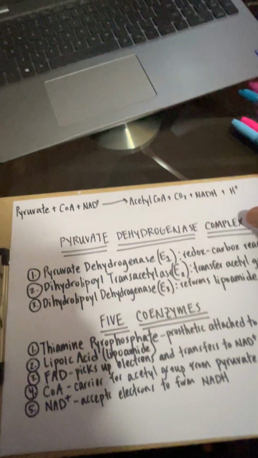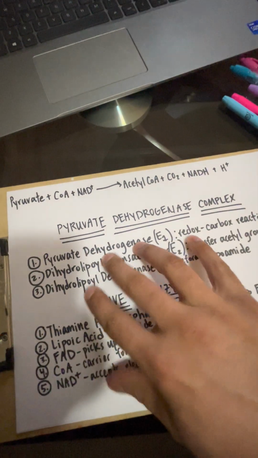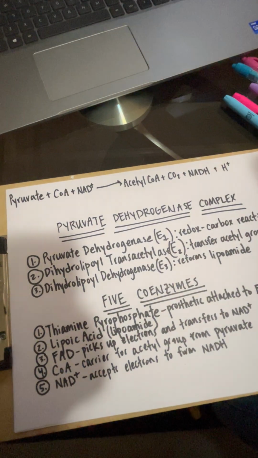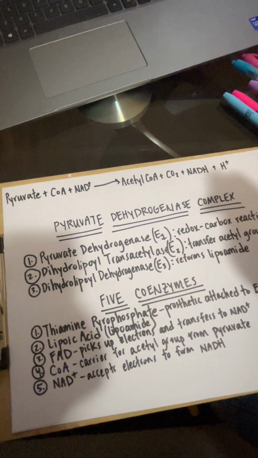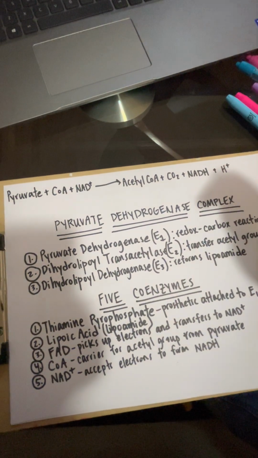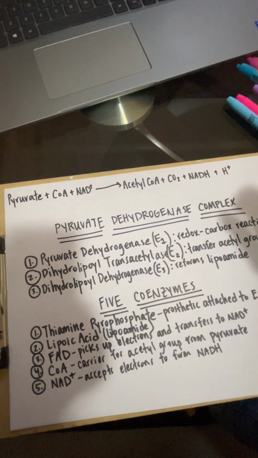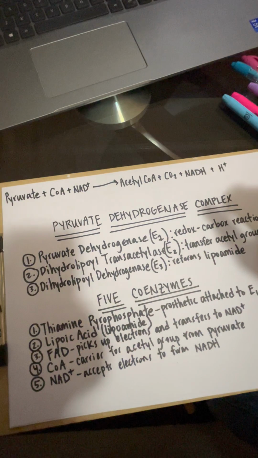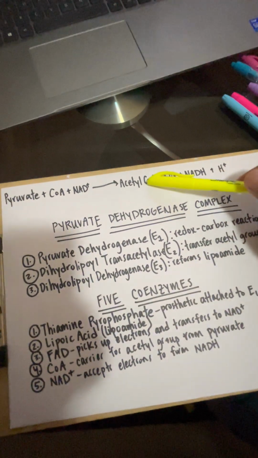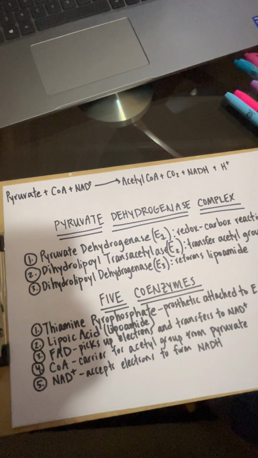So the net equation for this entire process, or the whole goal of this process, is to prepare pyruvate to enter the citric acid cycle. And that can only be done by transforming pyruvate with the help of the pyruvate dehydrogenase complex into acetyl-CoA. Once this is accomplished, we can then begin the citric acid cycle.